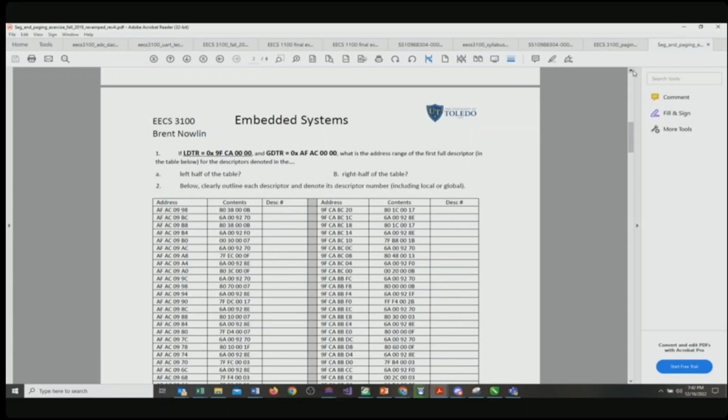Bits 15 through 3? 000 binary appended to them, right? Just replace these bad boys with zeros, and that is your offset.